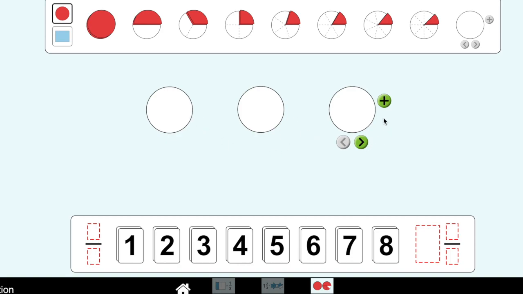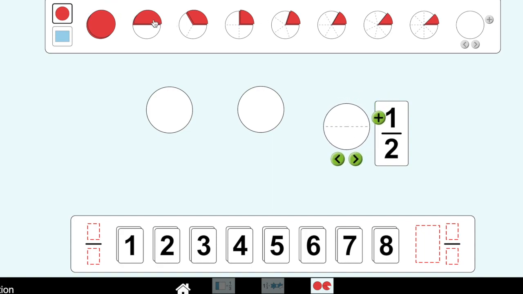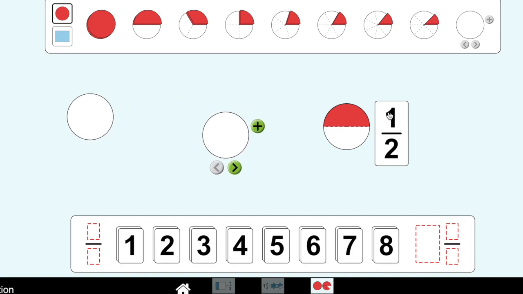Now, oops, wrong button. If I divide this circle in half, I have 2 equal parts. We could label it 1/2. I think I'll drag a red piece down so it's easier to see. So there is 1/2. If you were splitting this circle with 2 people, that would be fair. And I colored one of the circles red, so it shows 1/2.